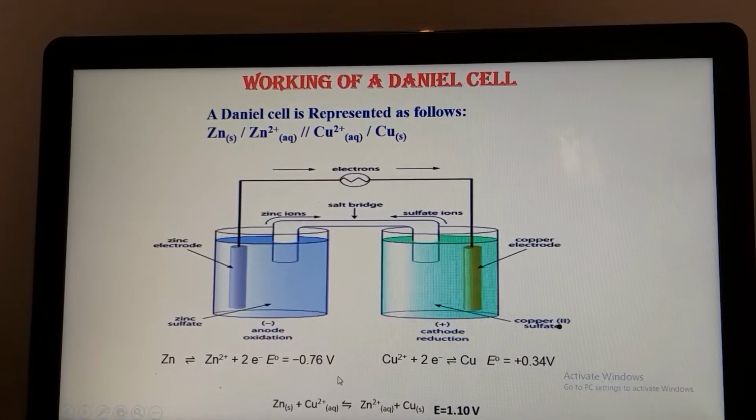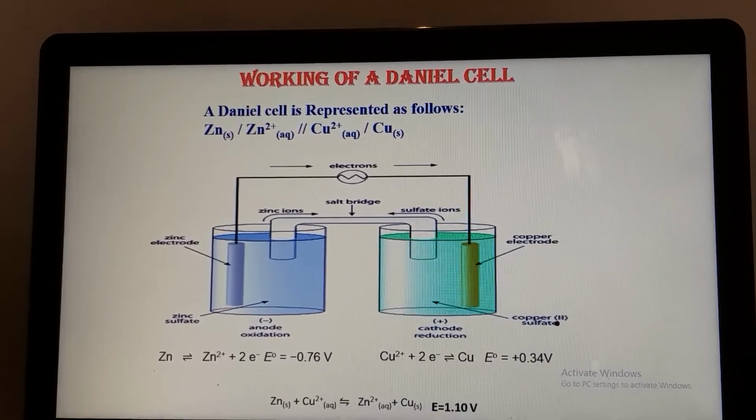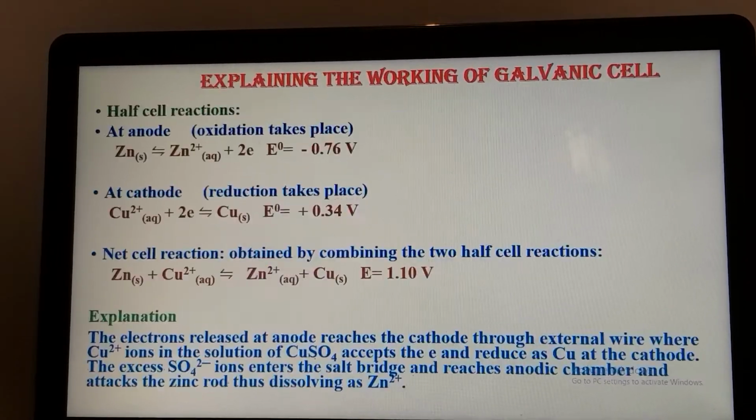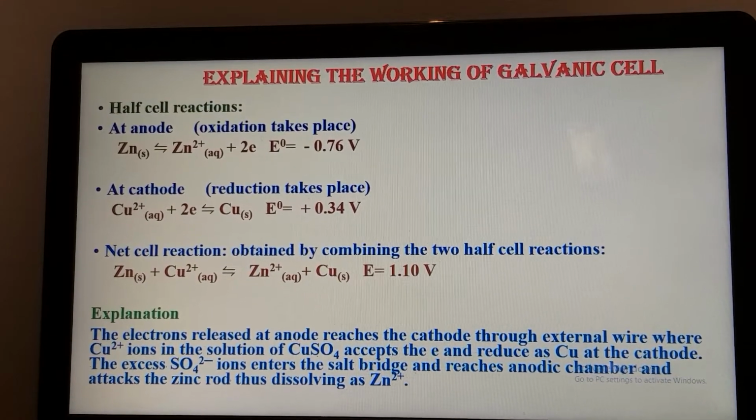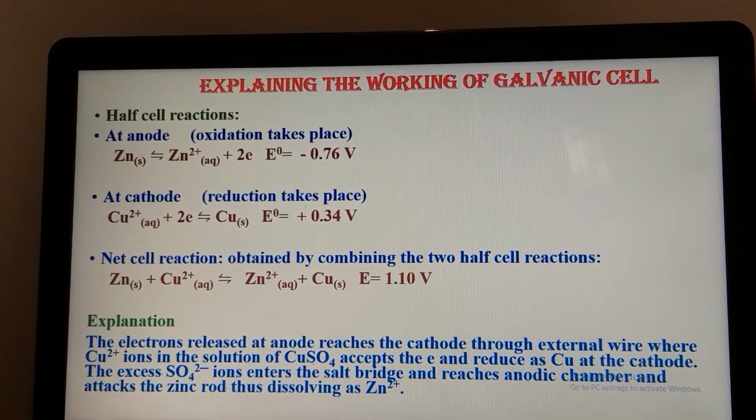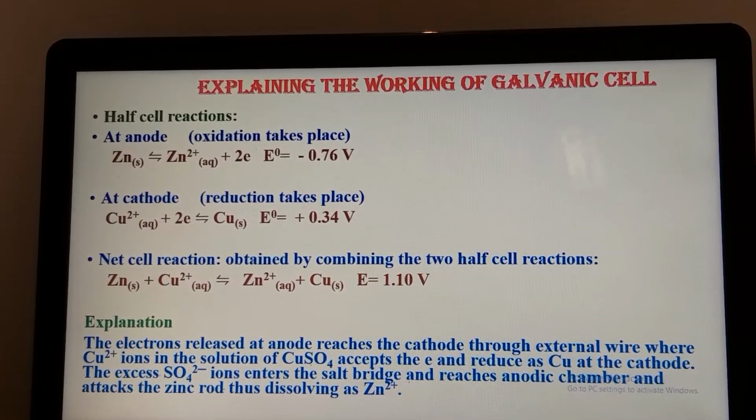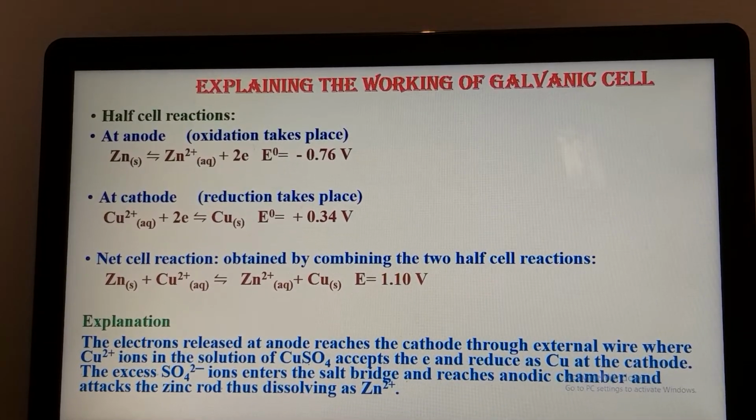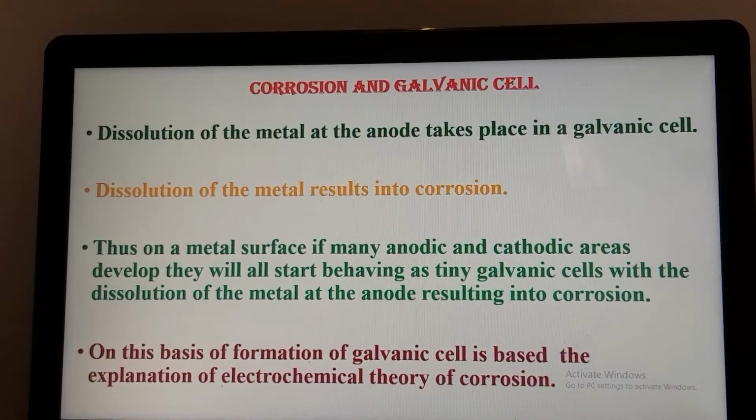Therefore, copper has a tendency to oxidize the zinc metal by dissolving it into zinc ions. The half cell reactions are explained here. At the anode, the zinc gets dissolved into zinc ions, liberating the electrons, and at the cathode, the copper ions in the solution accept the electrons released by the zinc and get reduced to copper at the electrode. The net cell reaction is also explained here.